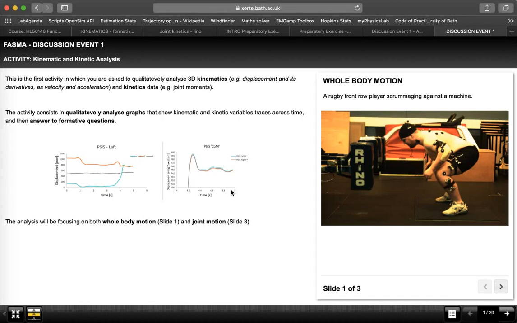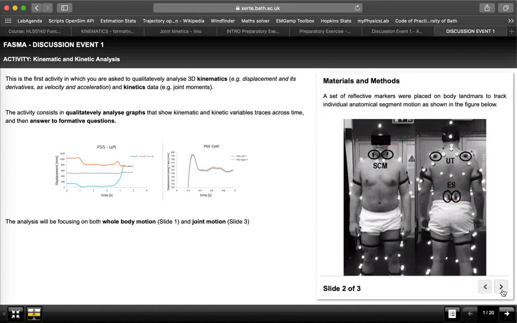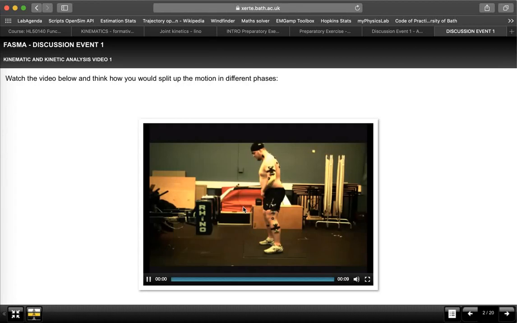The activity is related to the kinematic and kinetic analysis of a rugby scrum. You will find similar graphs to the ones I showed you before, and here you can get some information about how the motion and the forces were collected, and how different markers were placed on the body. That's important because some of the exercises were related to the motion in 3D of these markers, and how to use this information to split the movement into different phases or understand which are the key events in relation to that movement. There are some videos as well that you can use to understand what kind of motion we are talking about.